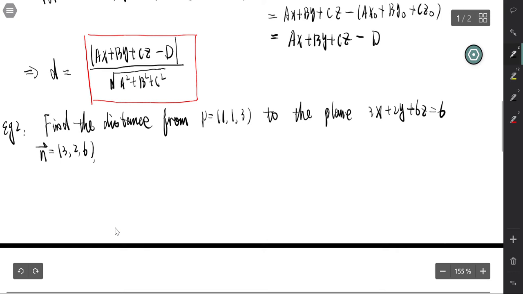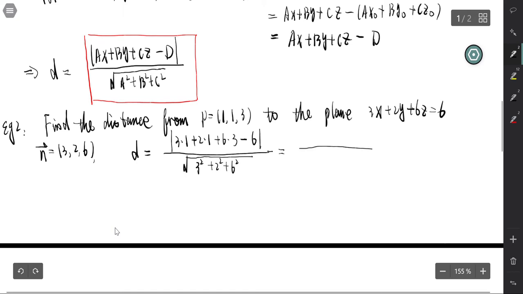By the second formula of the distance, the distance is 3 times 1 plus 2 times 1 plus 6 times 3 minus d, which is 6, over the square root of 3 square plus 2 square plus 6 square. That is 9 plus 4 plus 36, the square root of 49, which is 7. The numerator is 3 plus 2 plus 18, that is 23, minus 6, that is 17. So it's 17 over 7.